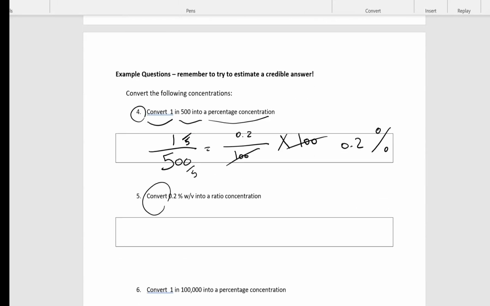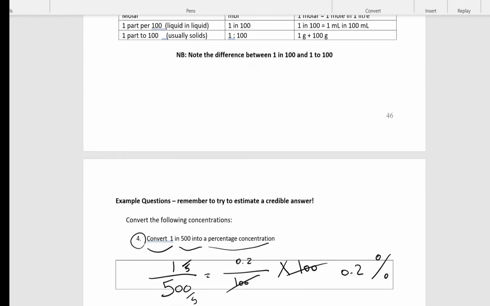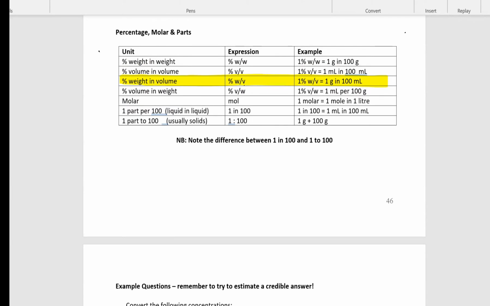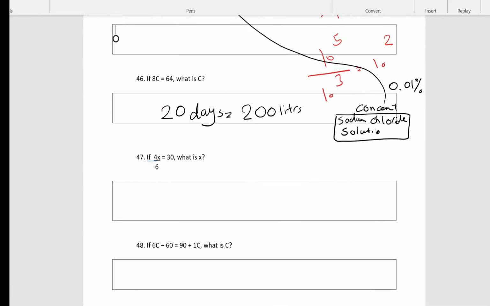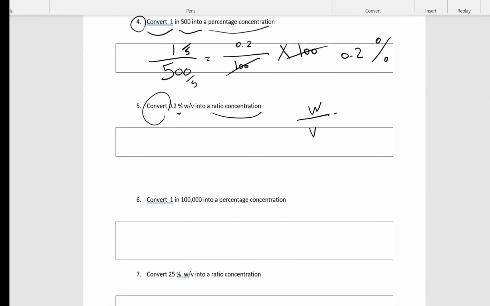Now convert 0.2 percent weight in volume into a ratio concentration. If you check weight in volume, it is 1 gram in 100 milliliters. So weight in volume is gram in 100 milliliters. So 0.2 in 100 milliliters. We are just going to get rid of the 0.2, so you need to multiply by 5.